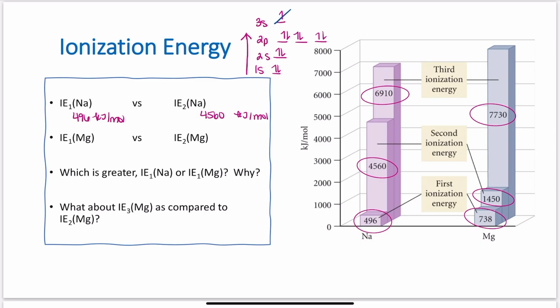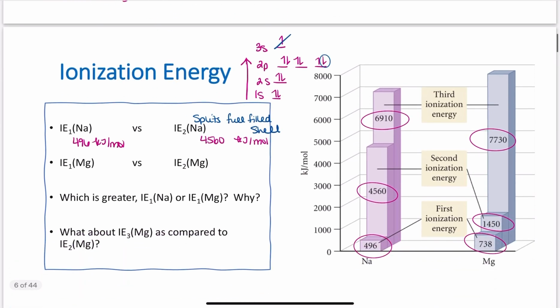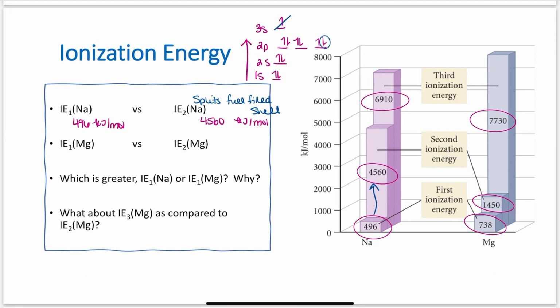IE1 is the removal of this first electron, okay? And it's going to take energy. Yes, it's not just going to give up the electron. It's going to take energy to remove that first electron. But IE2 is the removal of this electron right here. So notice that IE2 is splitting up a full-filled shell. And I see a large increase, almost 10 times the magnitude increase going here.